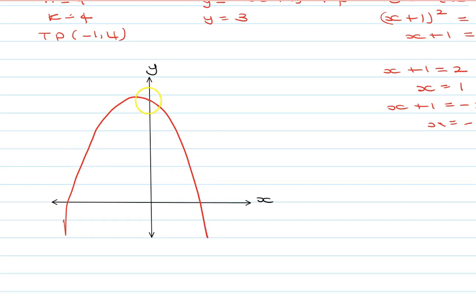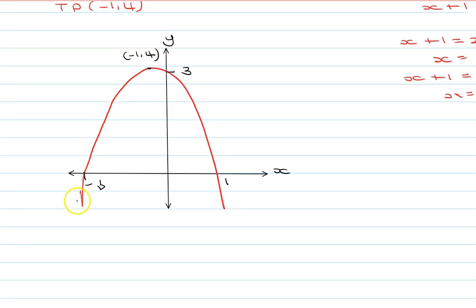So I can show that the y-intercept is lower than the turning point. Obviously, I'm trying to do the right thing. Turning point is at minus 1, 4. And then these x-intercepts were at minus 3 and at 1. All right. Last thing I need is those arrows to show it's continuous.